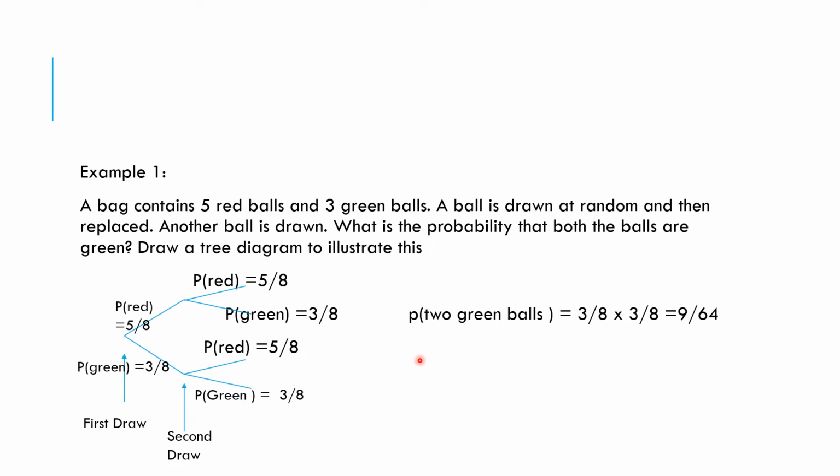So we have to find the probability of 2 green balls. So the probability of 2 green balls is 3 by 8 into 3 by 8, which is 9 over 64, and that is basically our answer.